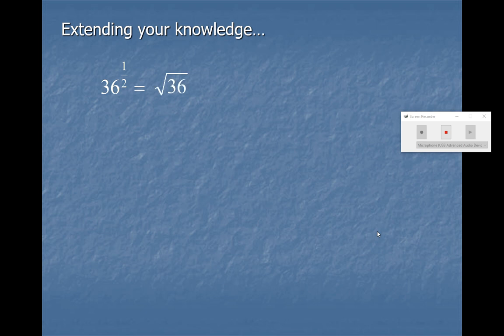Now you've got something to do. You can go, okay, square root 36. Can you do them in your head? Well, I hope you can do some of them in your head. But you just go to your calculator and hit root 36 and you get answer 6.